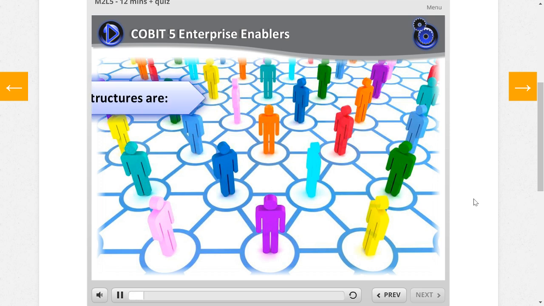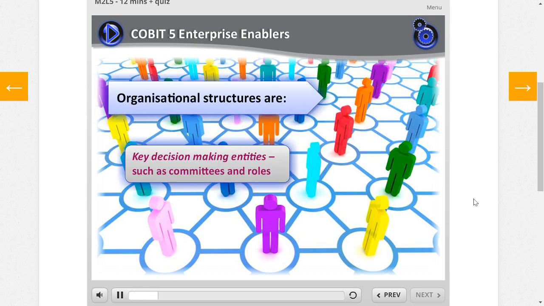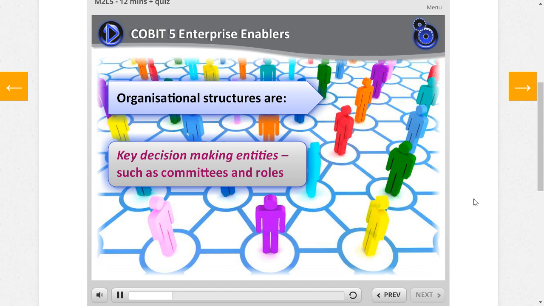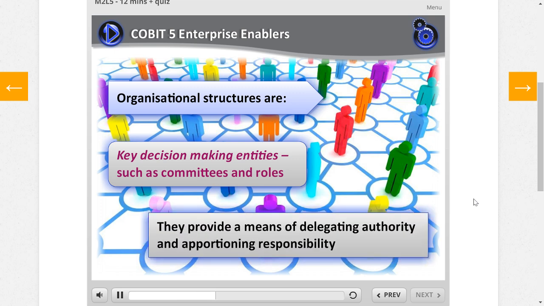COBIT describes organizational structures as key decision-making entities. Typical entities include committees and roles. The organizational structure is the means by which the enterprise manages and delegates authority. Each entity has a defined level of authority that defines what it may do. Entities are also a means of apportioning responsibility. Each entity has defined responsibilities, the things it must do.